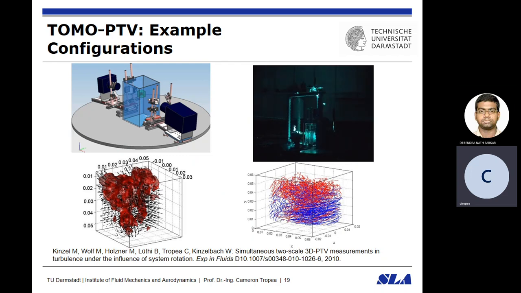But the small aperture means you get less light, so you have to have a more powerful laser. And okay, it's all a trade-off. But yeah, we can talk about that. Okay, anyways, in this case, this was a box of turbulence with rotation. So turbulence behaves differently with rotation. You don't have to know that, but that was our experiment.